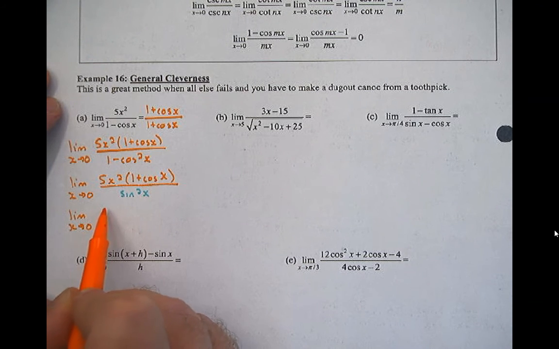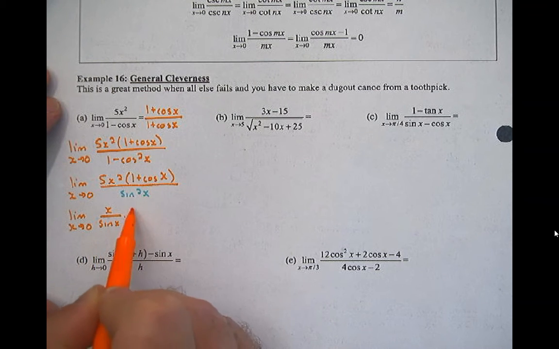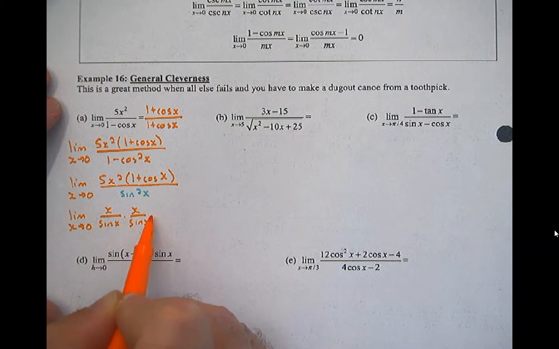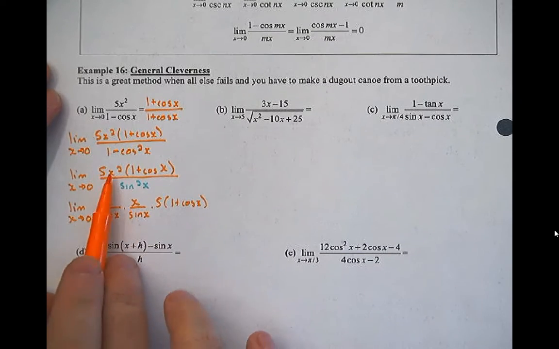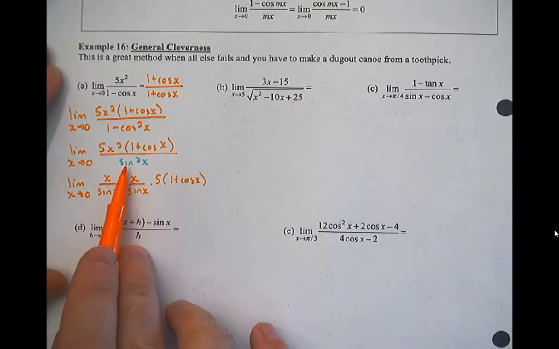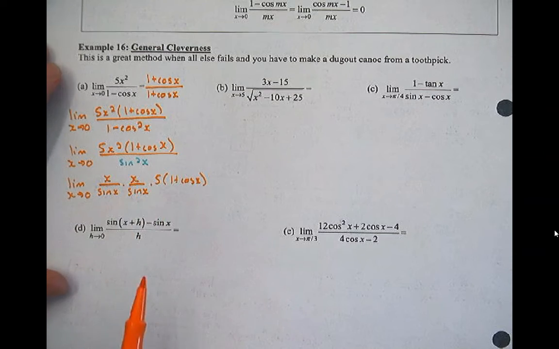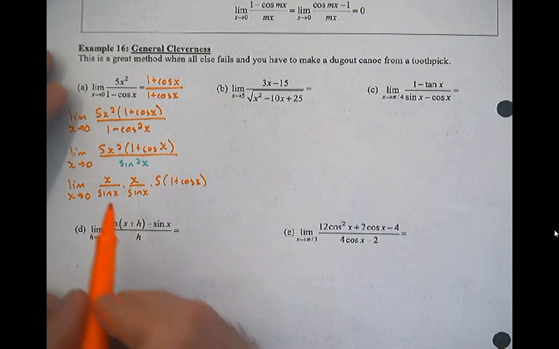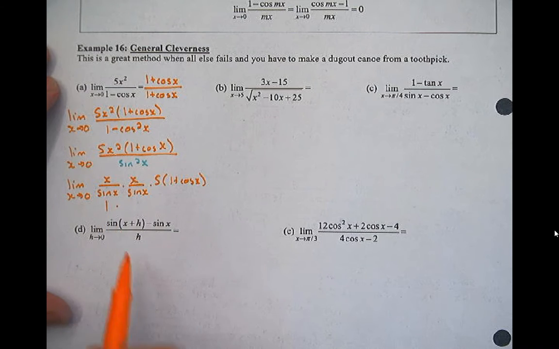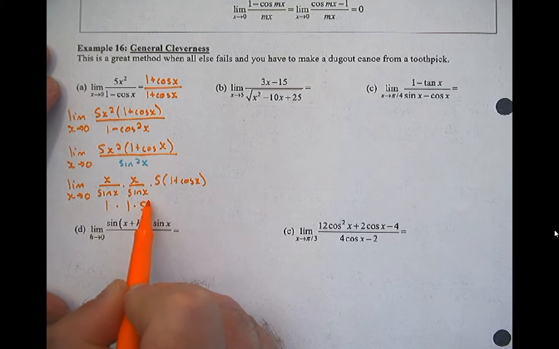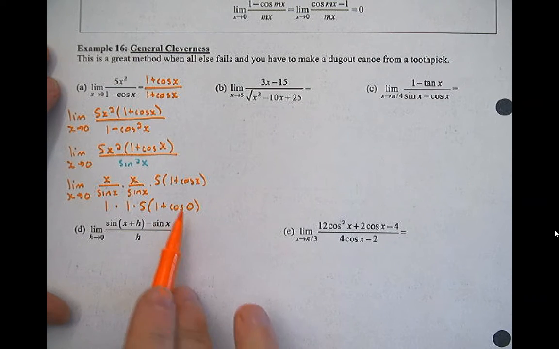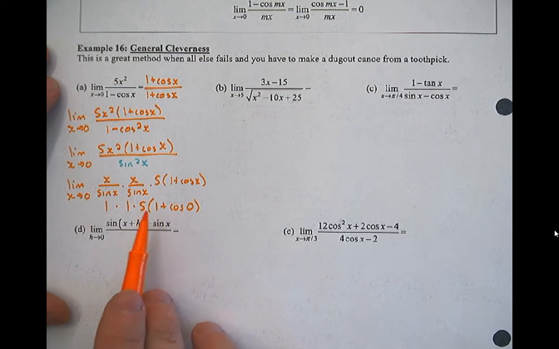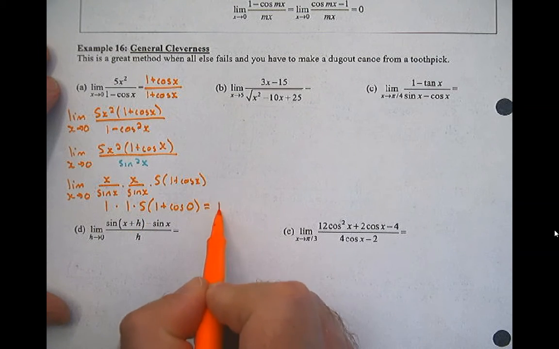So I'm going to take the x over sine x times another x over sine x times a 5 times the quantity of 1 plus cosine of x. So see what I did there? I took one of these x's with one of these sines, and one of these x's with one of these sines, and then I started to just clean that up. Now I can do my trig trick: 1 times 1 times 5 times the quantity 1 plus cosine of 0. Cosine of 0 is 1, 1 plus 1 is 2, and 2 times 5 is 10.